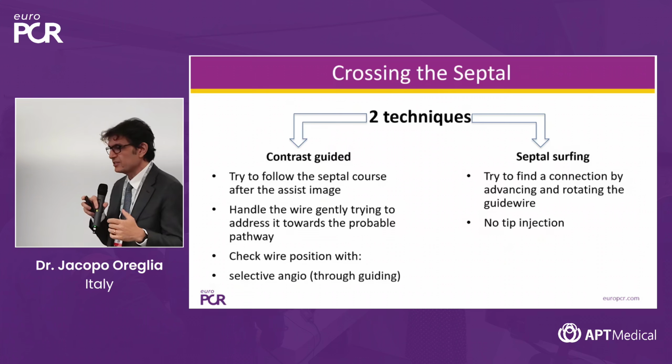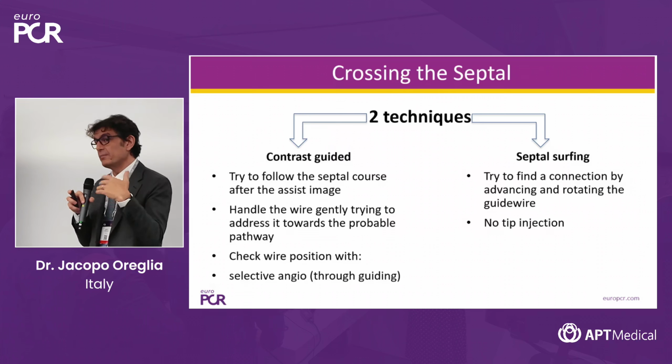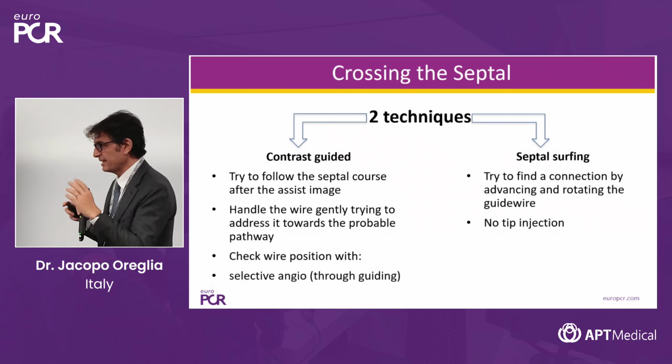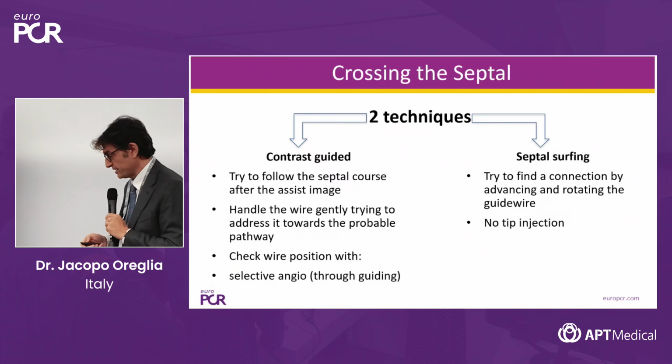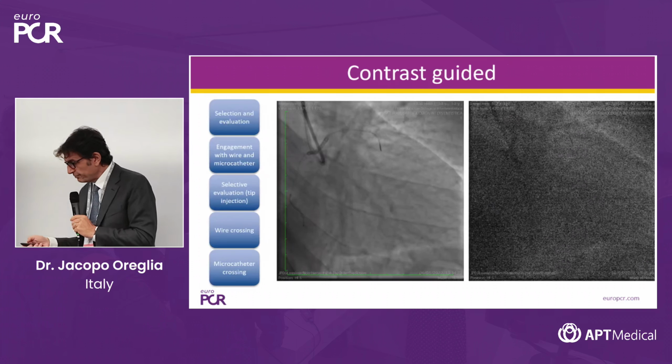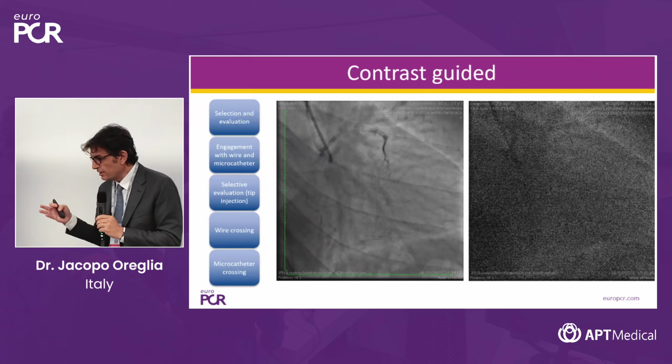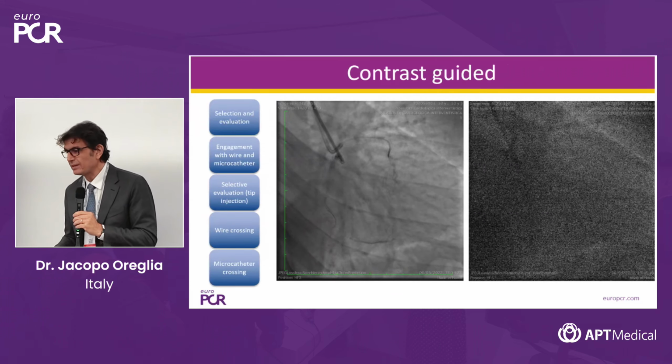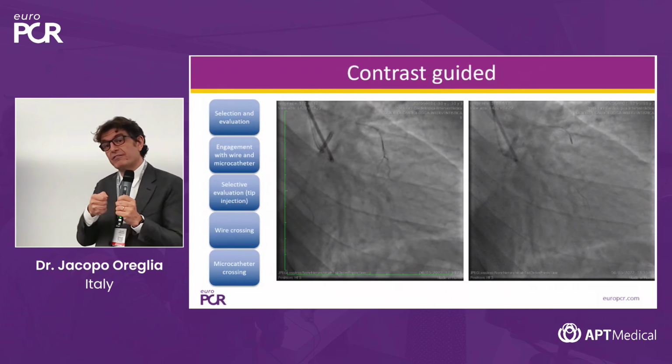And the other technique is to surf, so just to rely on the basal angiogram done with the retrograde guiding, and try to advance a guide wire in the septum. So this is the tip injection. Of course, there is a risk of dissection.